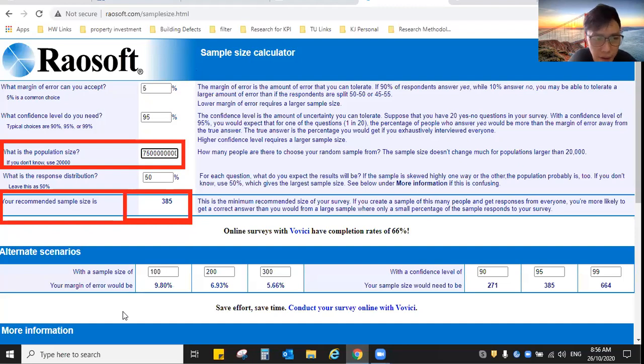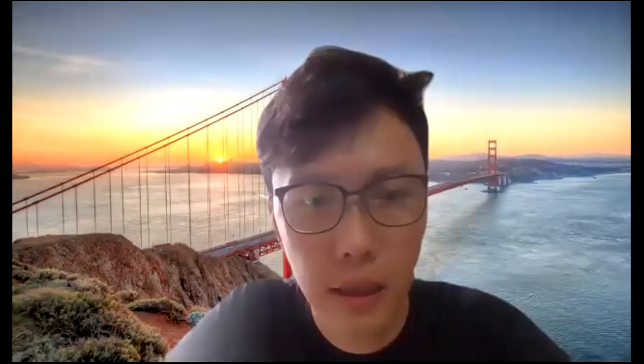Can you tell me what is the sample size? Please write down. Later I will draw a graph. For those who didn't write down, you don't know what we are talking about now. This is the Earth population, 7.5 billion. This is the sample size recommended according to your margin of error of 5, confidence level of 95, and response distribution of 50. Okay, let's go back to our whiteboard.